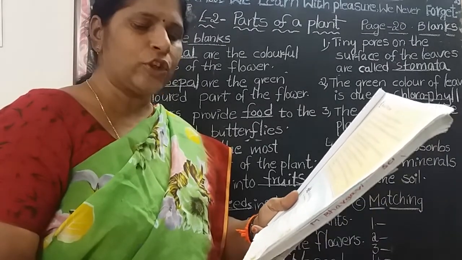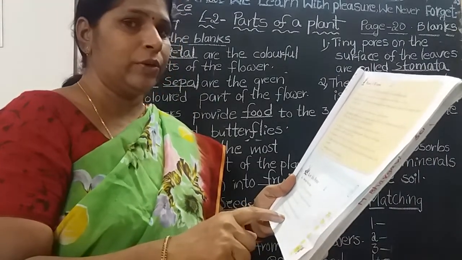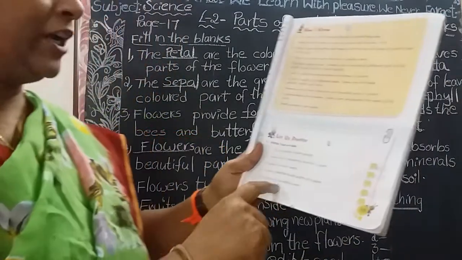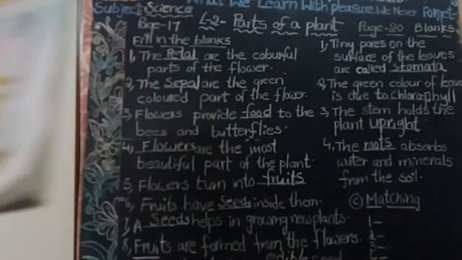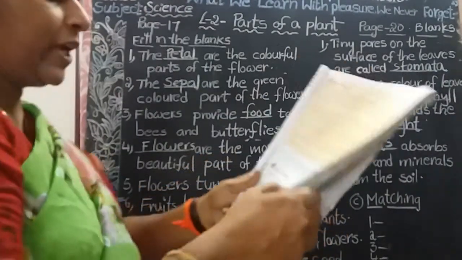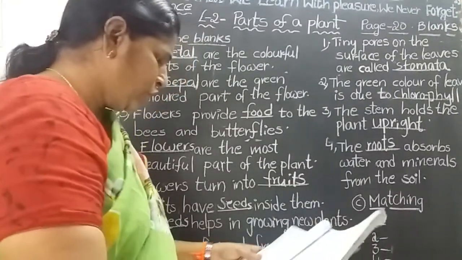Here they have given non-edible. Coconut is non-edible. Non-edible means which we cannot eat. That's why it is false. Coconut is also edible, but they have given non-edible here. That's why this is false. Okay, next page. Next, multiple choice questions.